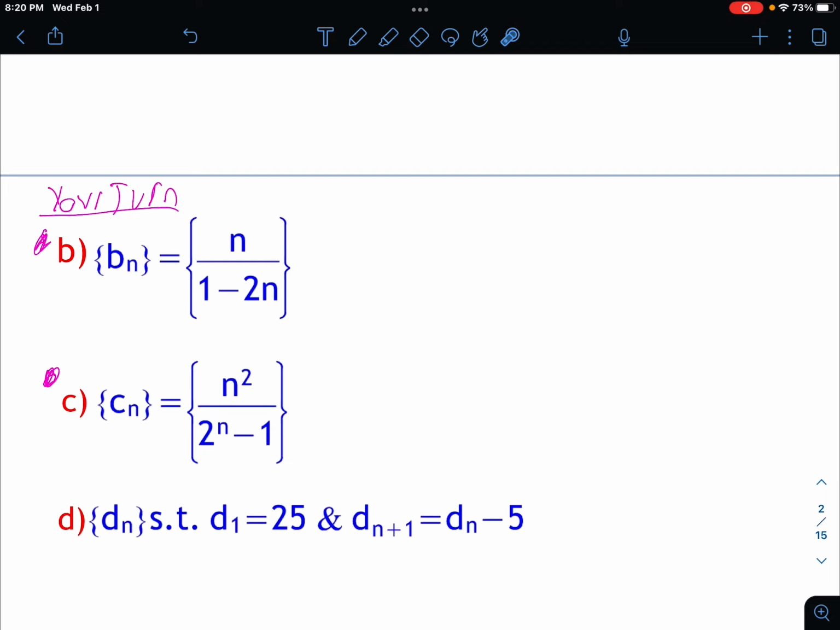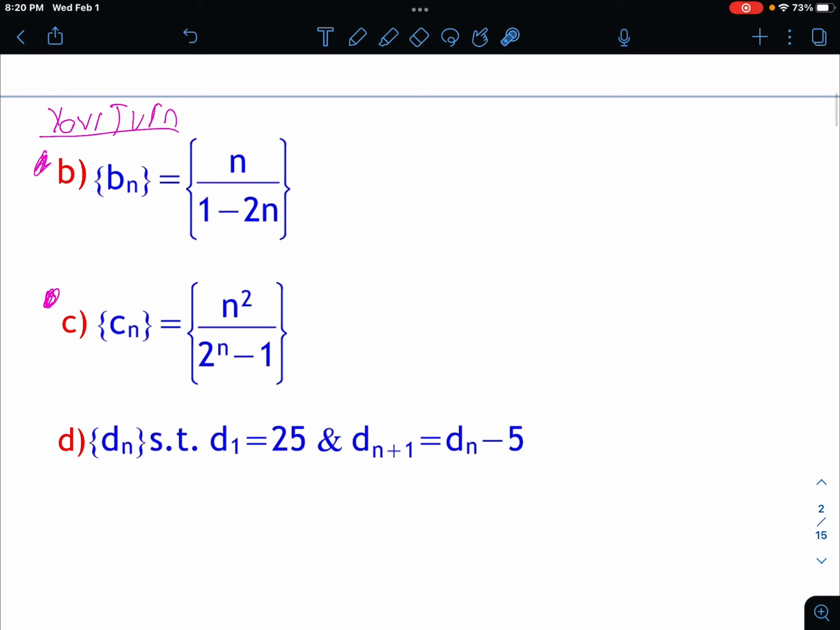All right, part D here, this is called a recursive rule. What you have here is what you start with, and then each and every time, what you're gonna do is follow this rule. So we're gonna take our first term, which is 25. This is term 1, 25, and then 2. Our rule is each time we are gonna subtract 5.